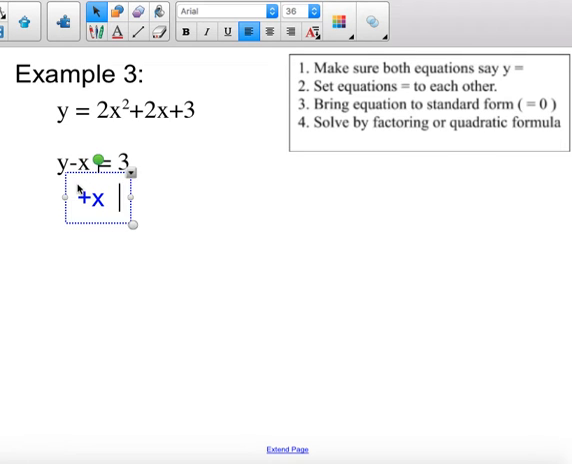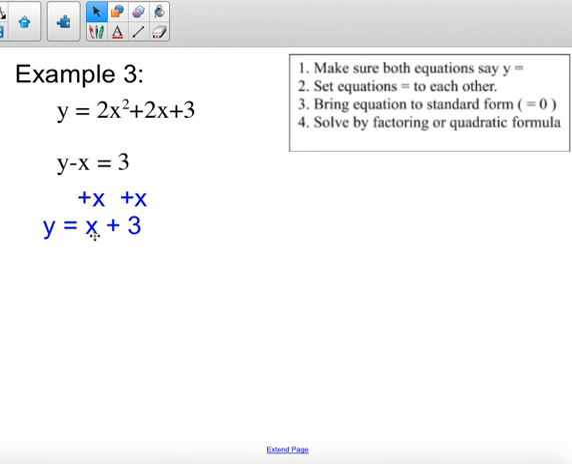Let's add x to both sides, and that gives us y equals x plus 3. Now we've got two equations that are set to y equals. We've got y equals 2x squared plus 2x plus 3, and we've got y equals x plus 3. Take a moment with these two equations and see if on your own you can run through these remaining three steps and find a solution.